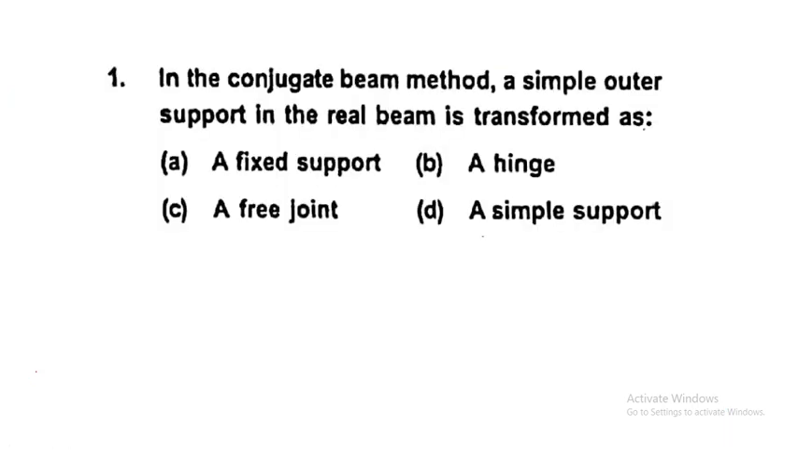Okay, so let's begin with today's first question, that is on the deflection of the beam. First question: in the conjugate beam method, a simple outer support in the real beam is transferred as what? What is the question they are asking? In the conjugate beam method, a simple outer support in the real beam, how is it transferred?